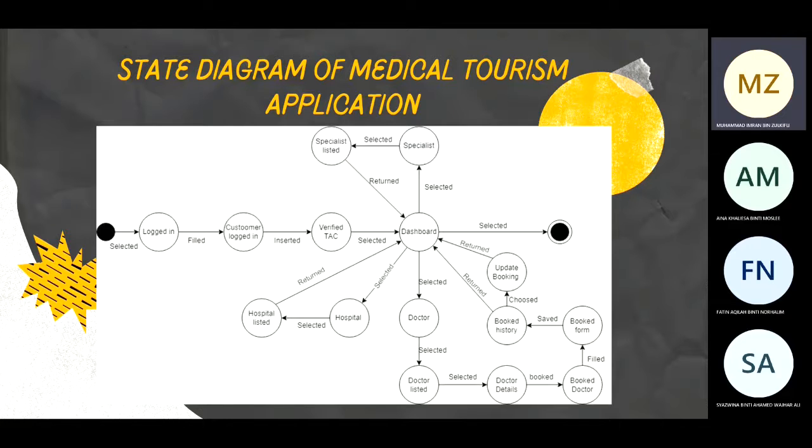a doctor if the user needs a doctor. And then after clicking the book doctor button, the user needs to fill in the book form to save their booking. After that, the booking has been saved, and the user can see their booking in the book history. And then the user needs to return to the dashboard or choose to update booking if the user needs to change their booking data, and then return to the dashboard.